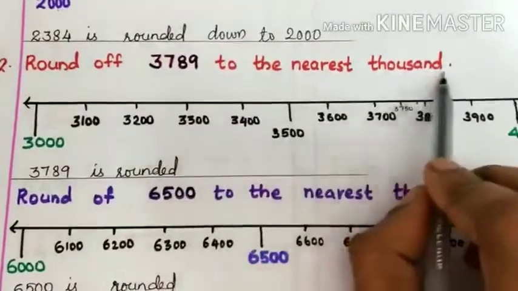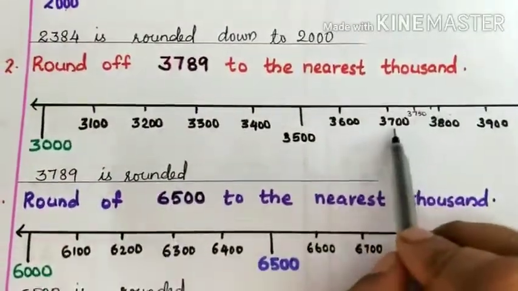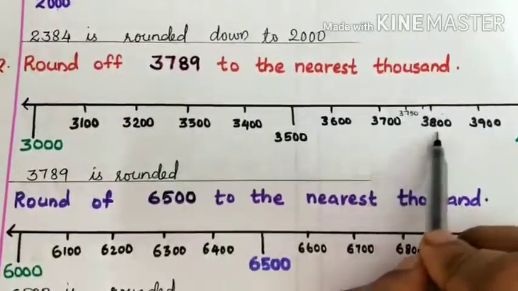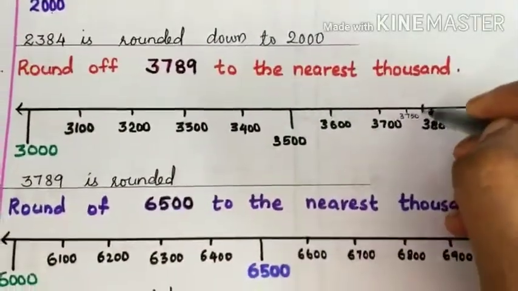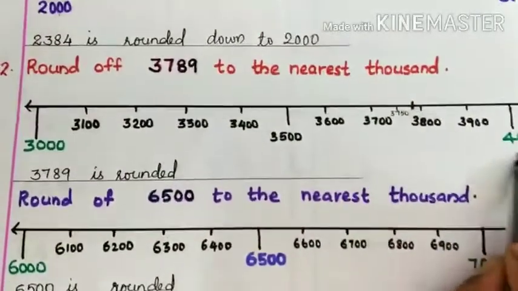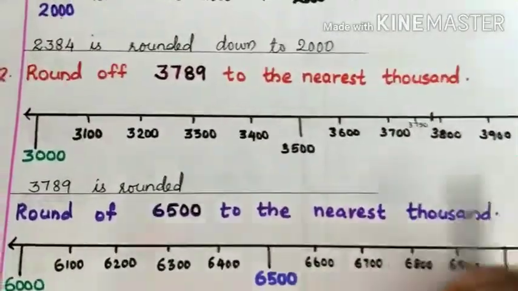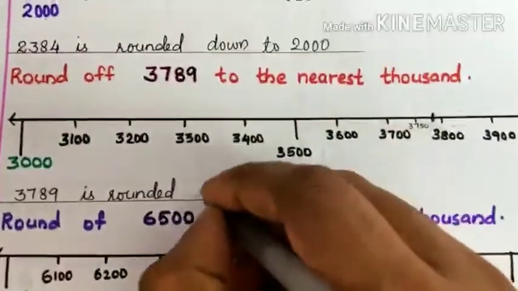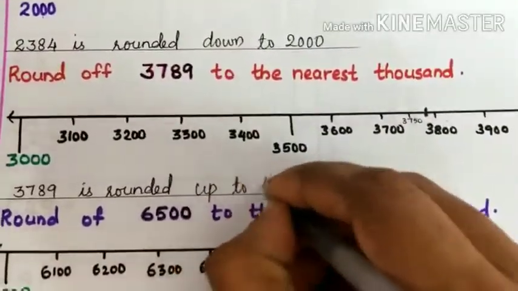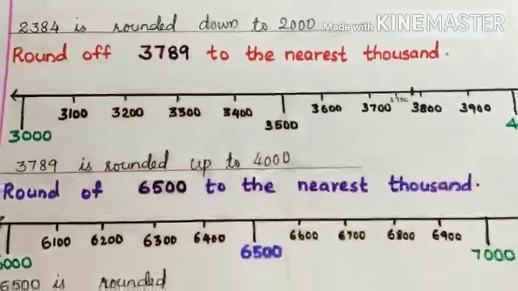Round off 3789 to the nearest 1000. It is between 3700 and 3800. 3789 is almost somewhere here. It is closer to 4000. 3789 is rounded up to 4000.